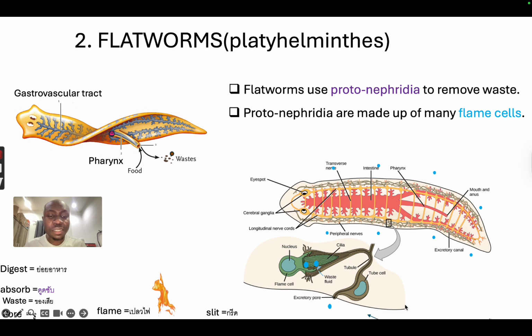When the water is going out, it still has some salt and sugar, which is good for the body, right? So we have to reabsorb some of them back to the body. And this cell here, called the tube cell, will help to reabsorb. When the water is moving out, some of the salt and sugar will come back to the body. It will be reabsorbed by the tube cell.